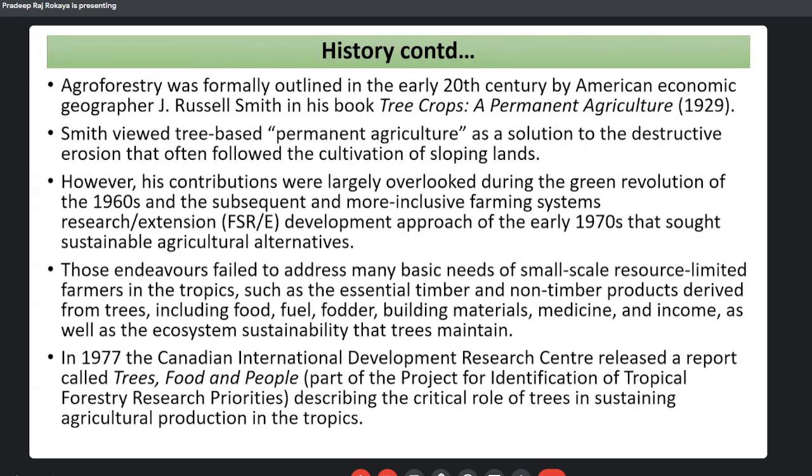Those approaches failed to address the basic needs of small-scale, resource-limited farmers in the tropics, such as the essential timber and non-timber products derived from trees, including food, fuel, fodder, building materials, medicine, and income, as well as the ecosystem sustainability that trees maintain.